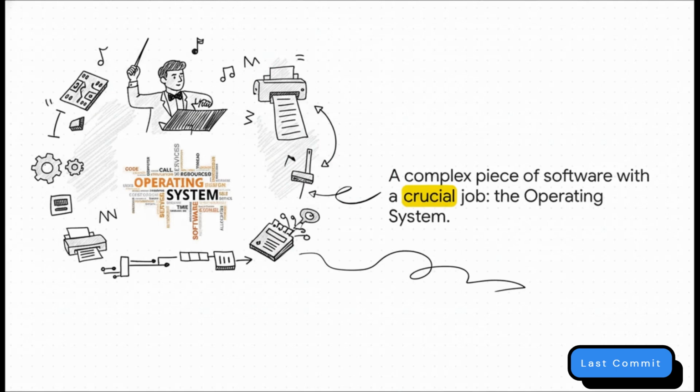And that's it right there. The operating system, or OS for short. You can think of it like the conductor of a really complex orchestra, that orchestra being all the hardware inside your computer. The OS is the one making sure every single piece, from your processor to your printer, is all playing together in perfect harmony.